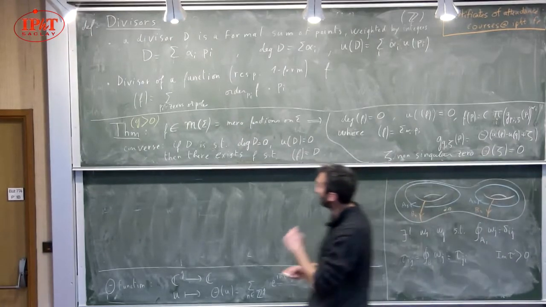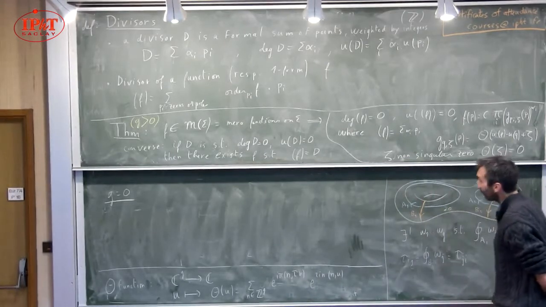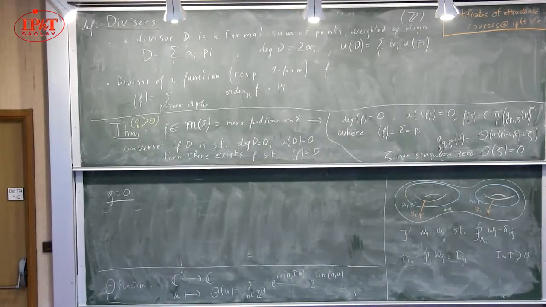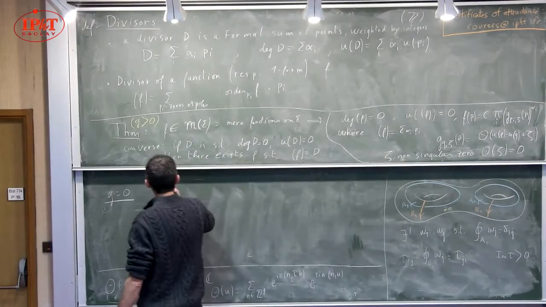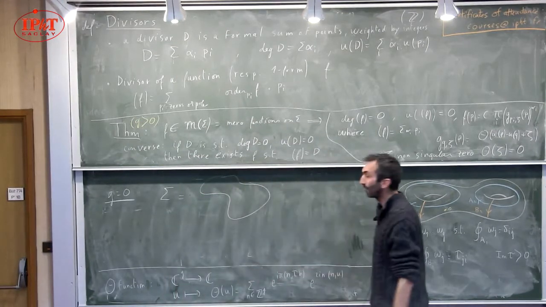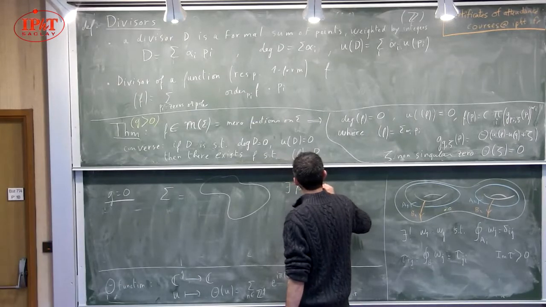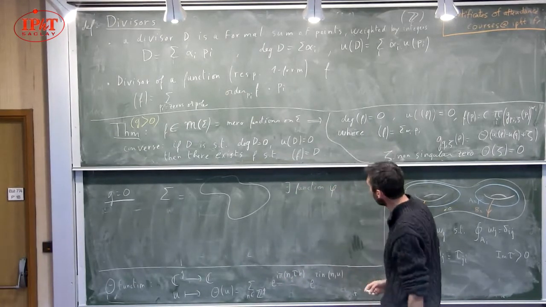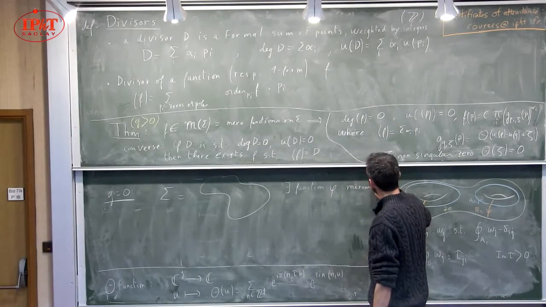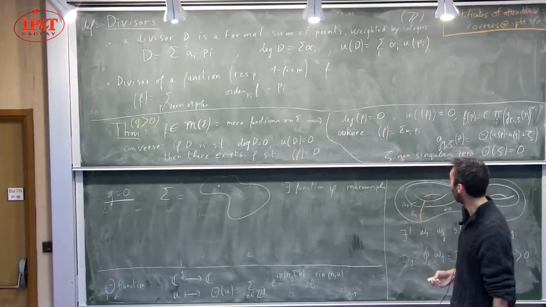Let me just mention the case of G equals 0. When G equals 0, I showed you that in fact on any Riemann surface there exist some meromorphic functions with poles of given degree at a given point. So imagine you have a Riemann surface, sigma is a Riemann surface of genus 0. It could look like something like that, but it has no non-contractible cycles. We know that there exists a function, let's call it phi, meromorphic, with one pole. Let's choose the pole to be wherever we like, with one double pole.